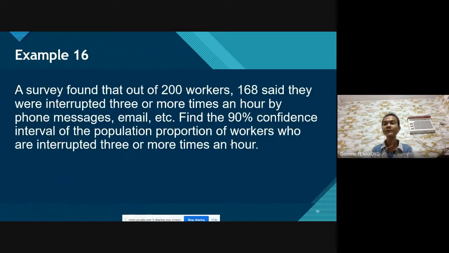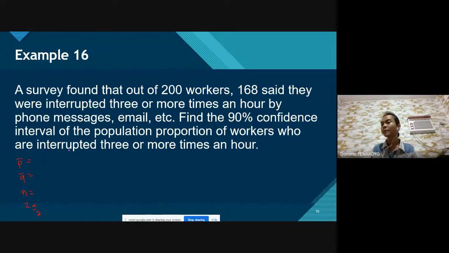All right, a survey found out that of 200 workers, 168 said they were interrupted 3 or 4 times an hour by phone messages, email, etc. This is actually in real life. Find the 90% confidence interval of the population proportion of workers who are interrupted 3 or 4 times an hour. So, kailangan ulit natin dito yung P-bar, yung Q-bar, yung N, at yung Z alpha over 2.